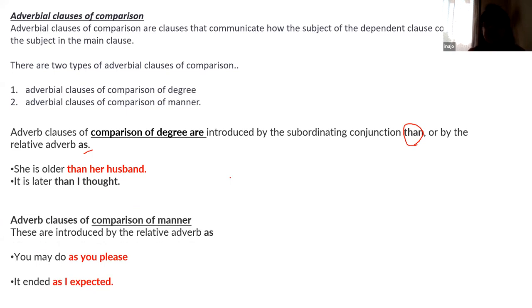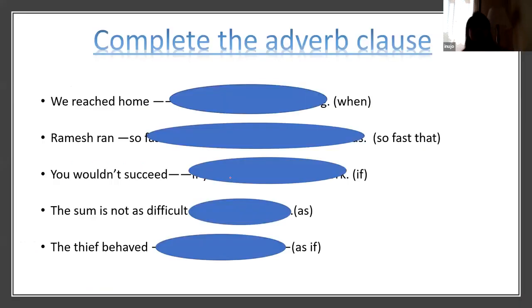Then you use the word as. This is comparison of manner. All right, children. Now, complete that. Let's see. It's about the textbook. We'll do a few examples.